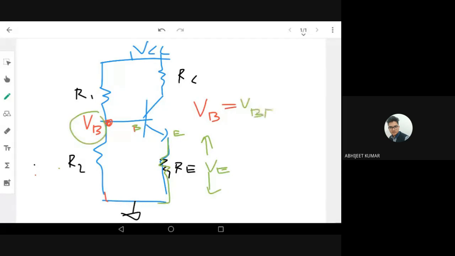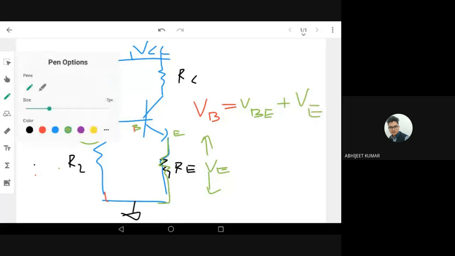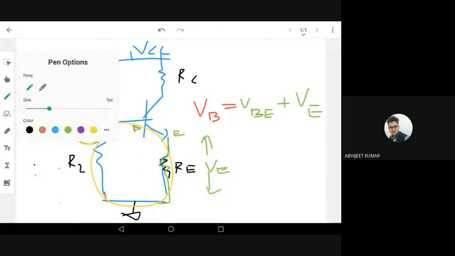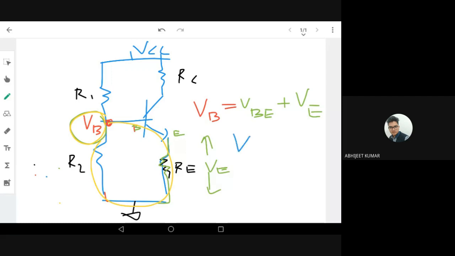You can see we are using Kirchhoff's law only. VB is the input, dropped across the circular path. We are using Kirchhoff's law: VB is dropped across VBE and VE. Right now we know VB. So VE is nothing but VB minus 0.7, because we know the transistor voltage drop for silicon is constant. So we got VE. Now, once we got VE, we can easily calculate IE. IE is nothing but VE divided by RE. So what's the advantage?